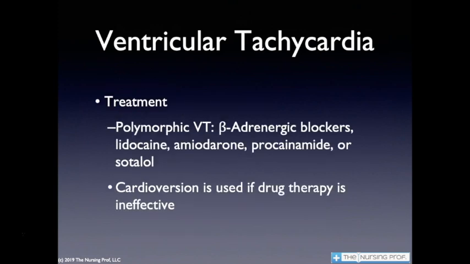If it's polymorphic, we're going to get a little bit more aggressive here, and cardioversion may be used if our drug therapy is not effective. When we're talking about cardioversion, I just want you to be clear that cardioversion can be chemically, or like using medications, or it can be electrical. So we could use an electrical cardioversion, which is shocking the patient, versus a chemical cardioversion, which is using medications.